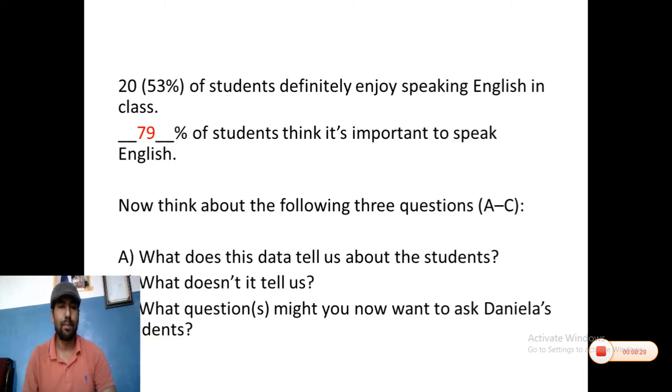This is the data, quantitative data. And now think about the following three questions, A to C. What does this data tell us about the students? Now we are at the stage of interpretation. What doesn't it tell us? And what question might you now want to ask Daniela's students? Do you want to ask more questions to the students?